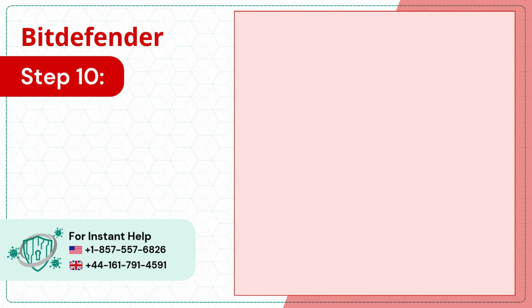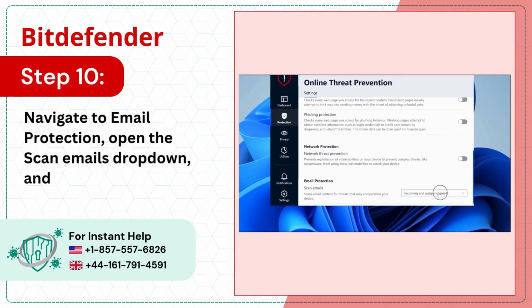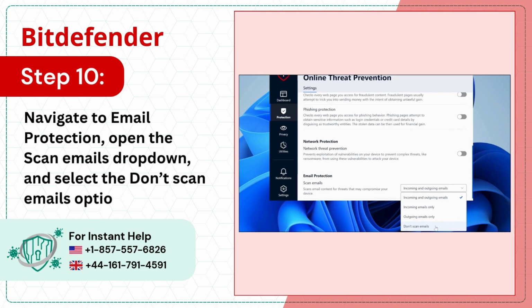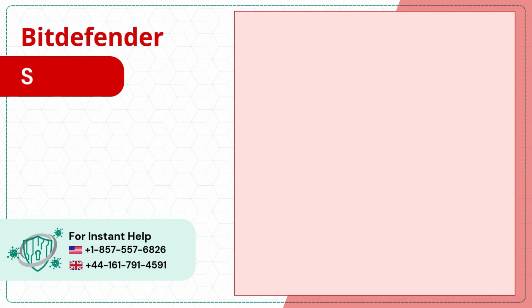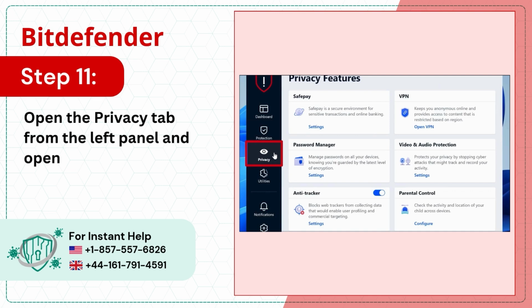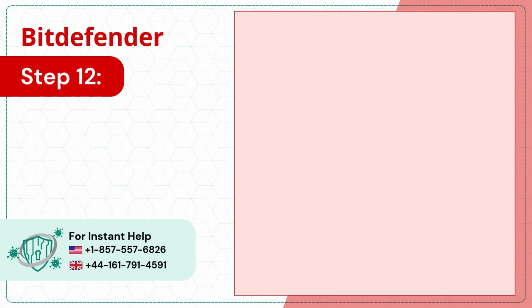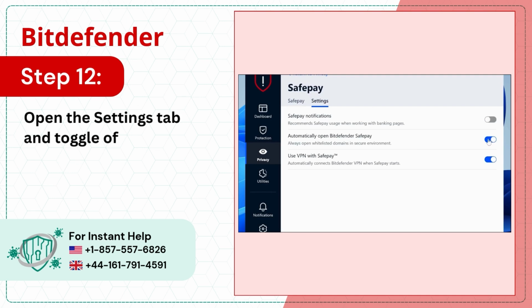Step 10. Navigate to Email Protection, open the Scan Emails drop-down and select the Don't Scan Emails option. Step 11. Open the Privacy tab from the left panel and open SafePay Settings. Step 12. Open the Settings tab and toggle off all the features.